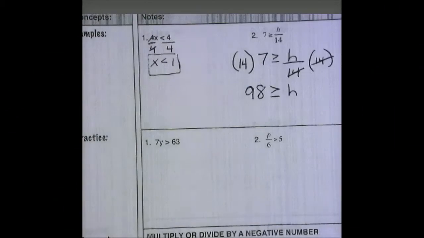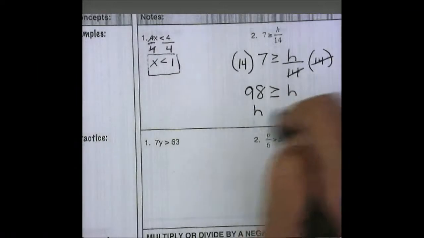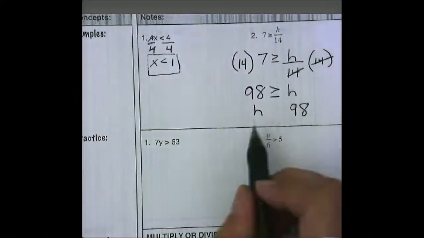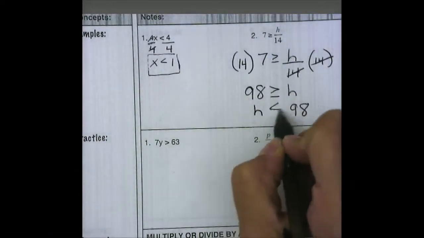Now, one thing that we talked about in our previous lesson is that we don't want the variable to be on the right side. In order to plot this on a number line, it's a lot easier if our variable is on the left. So let's go ahead and move our variable to the left and our answer to the right. And remember that when we do that, we have to flip that symbol.